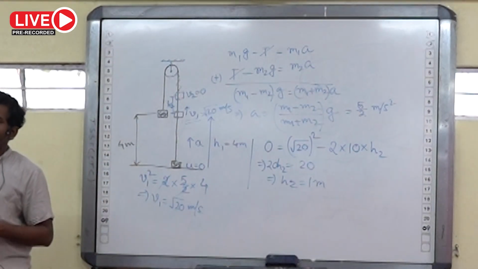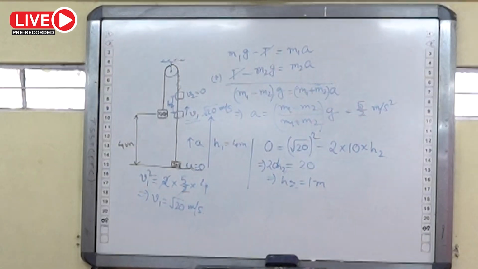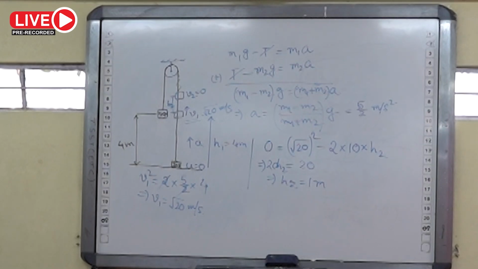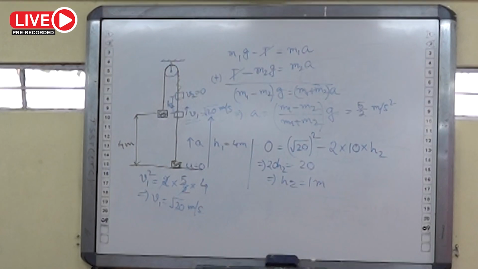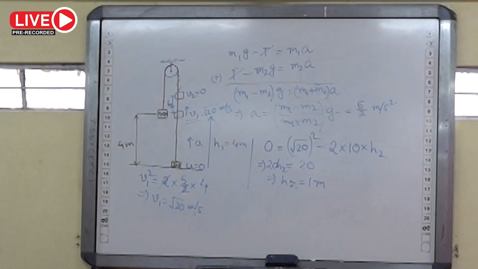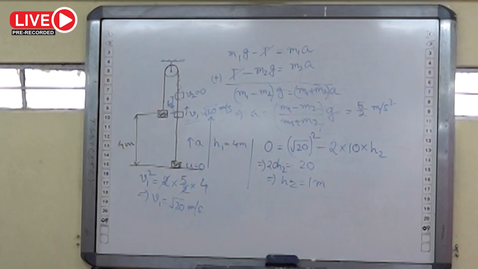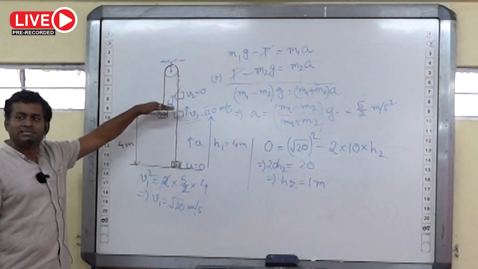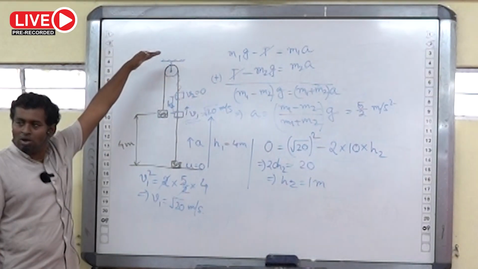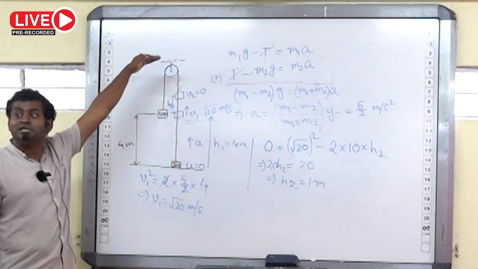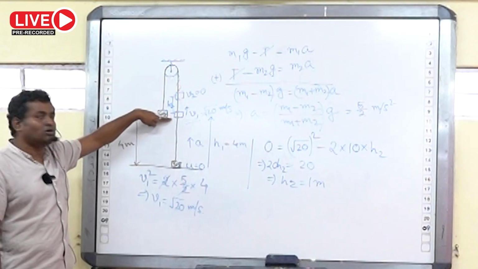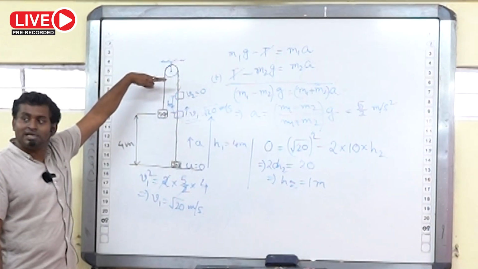So how much will it rise above the ground? 4 meter plus 1 meter, that is 5 meter. So the maximum height reached above the ground is not 4, it is more than 4, that is 5 meter. Because it will rise up to this, and at this moment it has velocity, so it has the tendency to go up. Until its velocity is 0, it will not stop and fall down. So the maximum height reached is not here; up to a certain height it will reach.